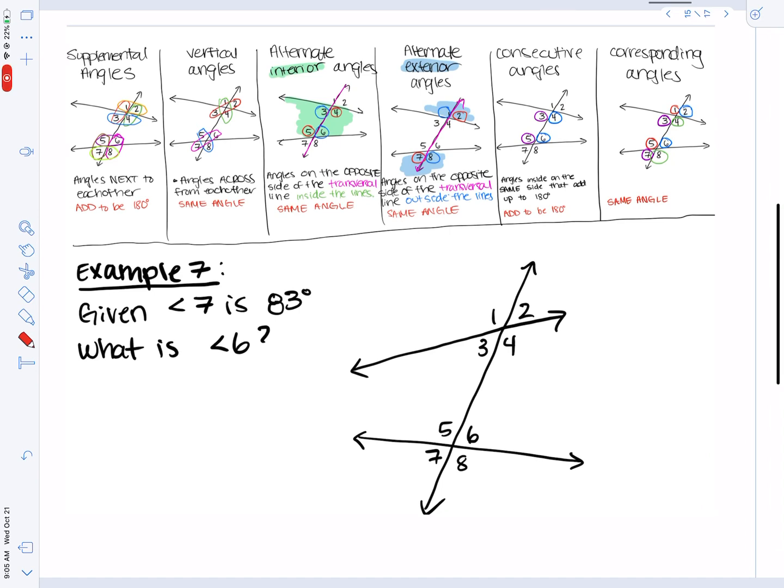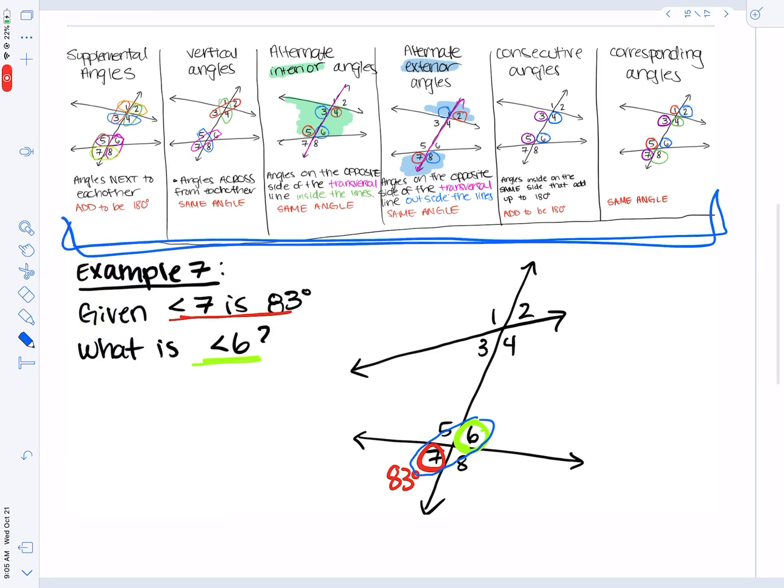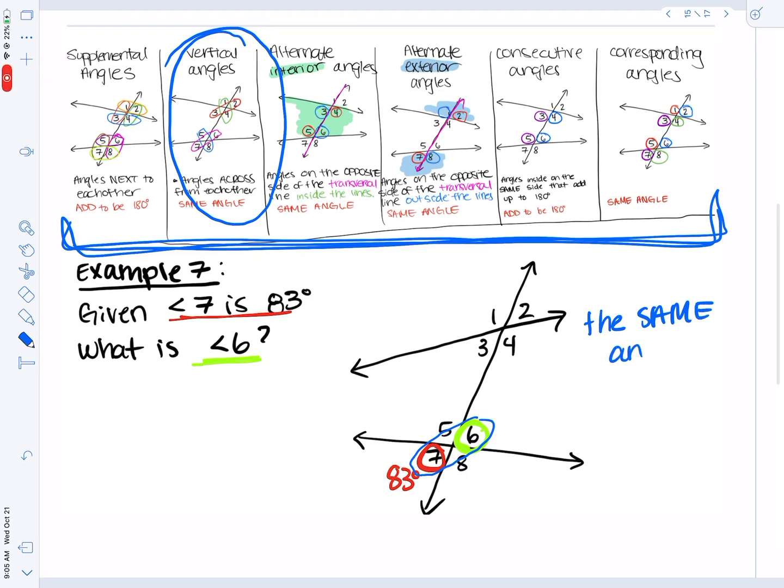Then for this example, given angle 7 is 83 degrees, what is angle 6? Looking at these two angles, 7 and 6, which rule will I use? Very good. We're going to use vertical angles. Vertical angles, meaning they are the same. So angle 6 equals 83 degrees.